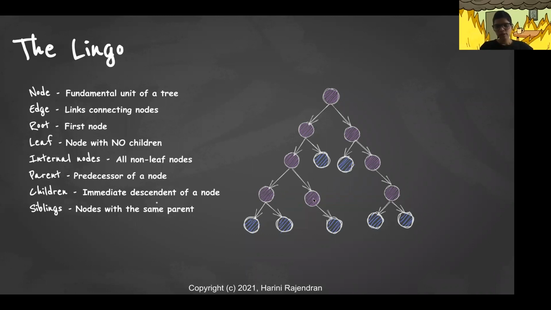And any node that is not a leaf node is called an internal node. So an internal node is a node which has at least one child connected to it. So in this diagram, all the pink ones are internal nodes and all the blue ones are leaf nodes. So all of the non-leaf nodes are usually the internal nodes.